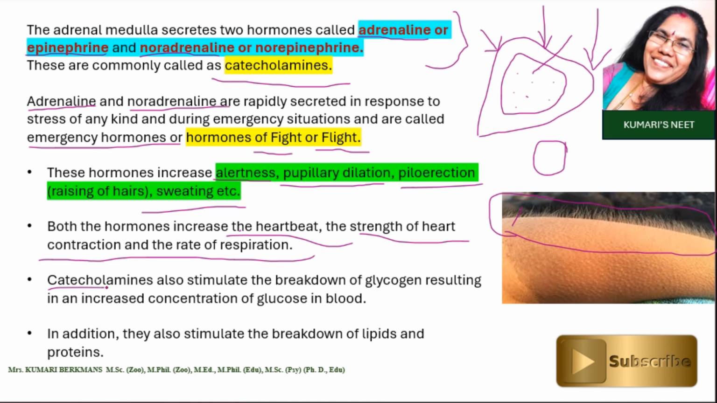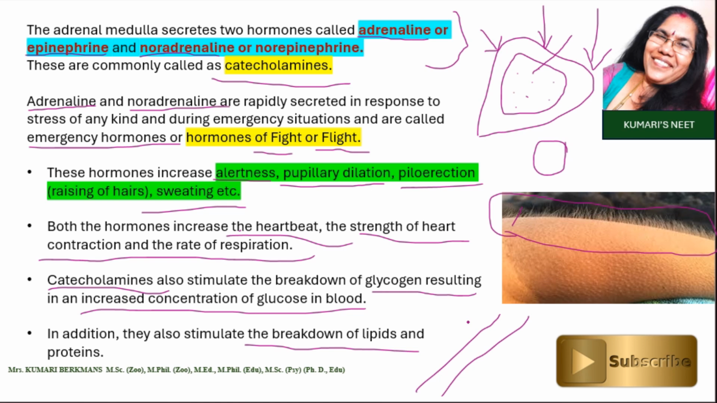And these catecholamines also stimulate the breakdown of glycogen, resulting in increased concentration of glucose in blood. Okay, so they help to increase the blood glucose level. Okay, and in addition, they also stimulate the breakdown of lipids and protein. So it is helping to increase the glucose level in the blood, as well as the breakdown of lipid as well as protein. In that also they take part. Which hormone? Epinephrine or norepinephrine.